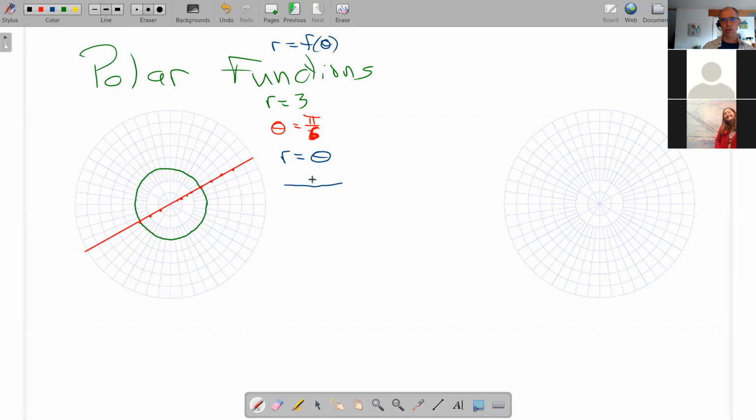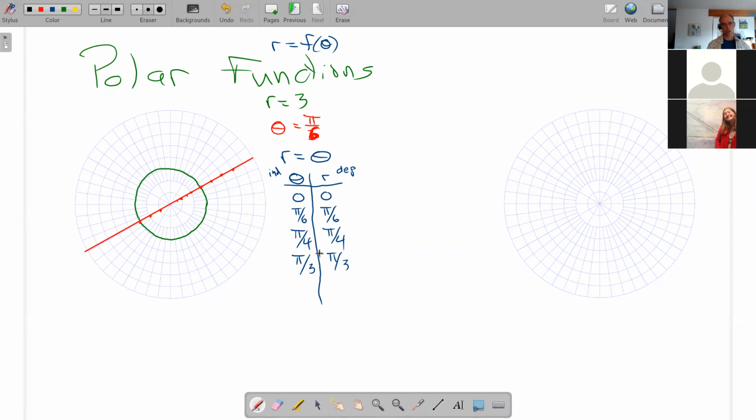I'm going to make a table. Theta is the independent variable, right? That goes first in my tables. Independent variable, and then r is my dependent variable. So I'm just going to pick some angles for theta and see what happens. So this just says, bottom line, r has to be theta. So if I set theta to 0, well, r has to be 0 because r equals theta. If I set theta equal to pi over 6, then r has to be pi over 6. If I set theta equal to, say, pi over 4, then r would have to be pi over 4. If I set theta equal to pi over 3, then r would have to be pi over 3.